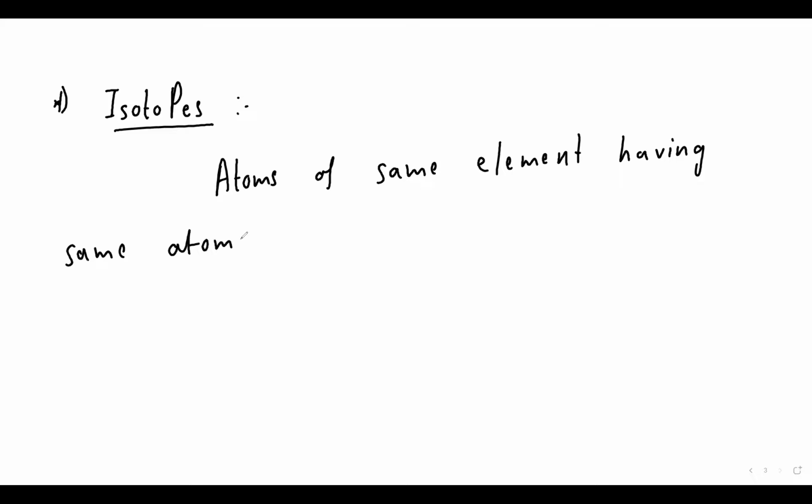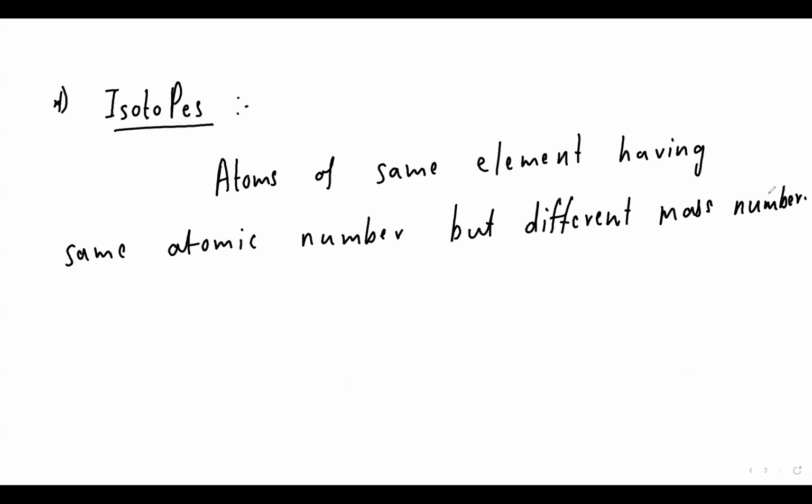having same atomic number but different mass number. Isotopes are atoms of the same element having the same atomic number but different mass number. Now, what is the difference in them, I'm going to explain.